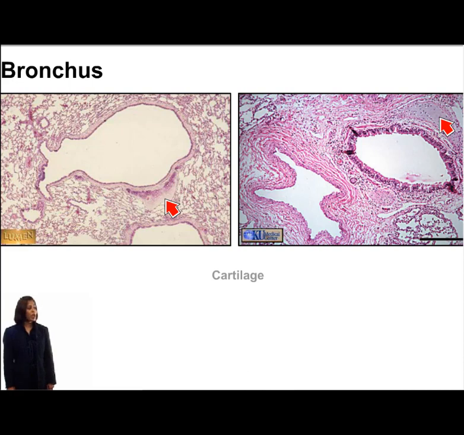On the right image again, on the top, you can see a cartilage bit. You can see a complete lumen, and you can also see a branch of the pulmonary artery. Remember, the pulmonary artery always follows a bronchus.